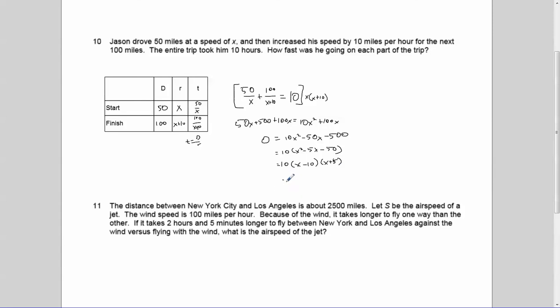So this means the possibilities are that x could be 10 or negative 5. But notice that the negative solution isn't going to work because this means we have a negative rate of speed, and that is certainly not the case. So we can get rid of negative 5. So that means the rate at the beginning was 10 miles per hour. And at the end he sped up to 20 miles an hour.